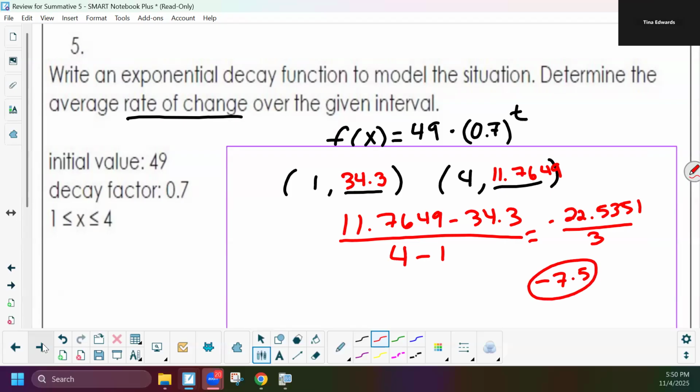I would recommend trying to keep your decimals as long as possible. Don't round your decimals until the very end. Otherwise, you're going to get a different number.